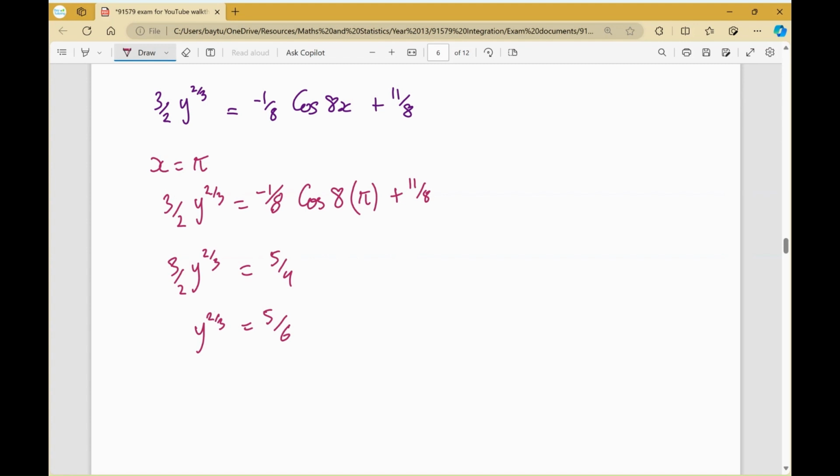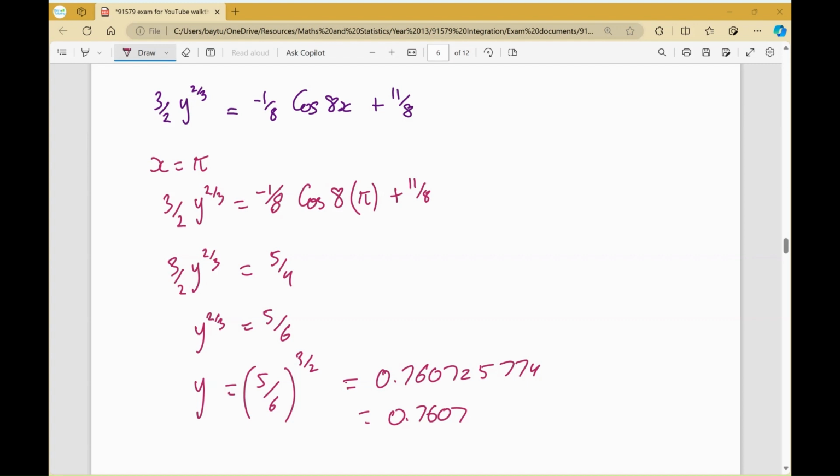And then a bit similar to what we did before, you can think of this as cube it and then square root it. Either way, it's going to end up doing this. To do both sides to the power of 3/2 is the same thing. And that comes out to 0.7607257774, which I think we can just round to 0.7607. So that is a merit question to do that.